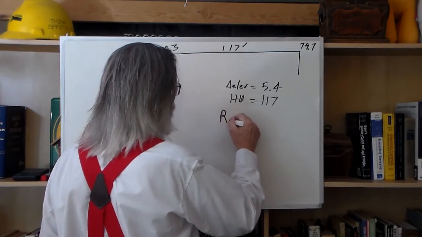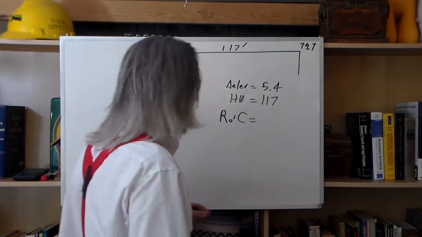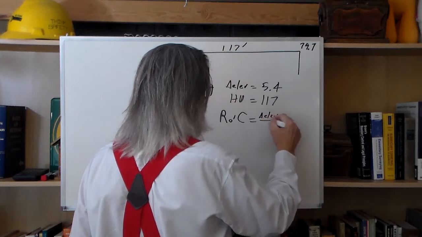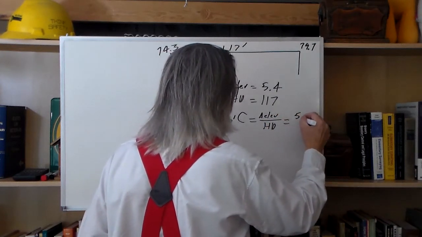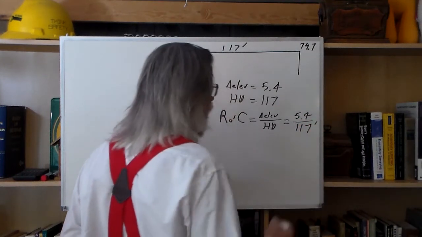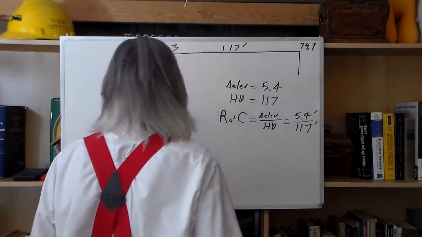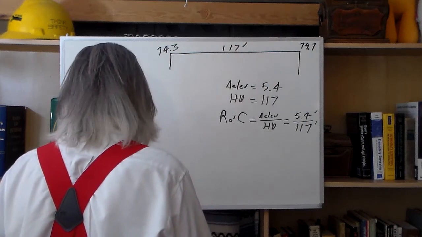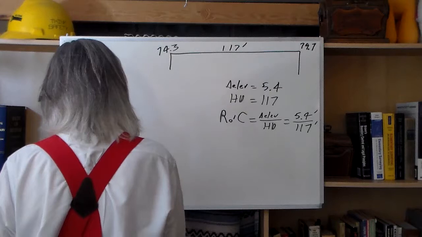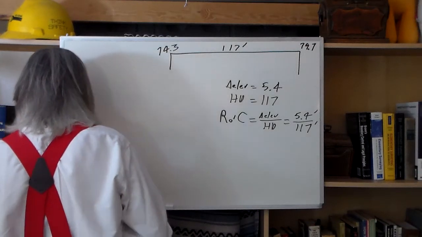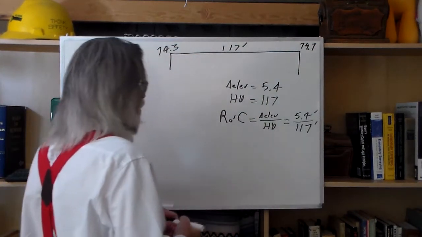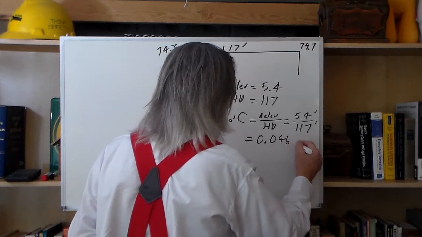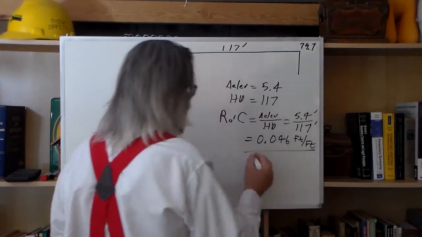So, that means our rate of change, which I abbreviate as ROC, just to save space, is going to equal the delta elevation over the horizontal distance, which is going to be over HD, which is going to equal 5.4 divided by 117 feet. All right, 5.4 feet divided by 117 feet. We'll do a quick calculation. I'm going to say 0.046. That gives us a rate of change of 0.046 feet per foot. That's the rate of change all the way along that curb line.